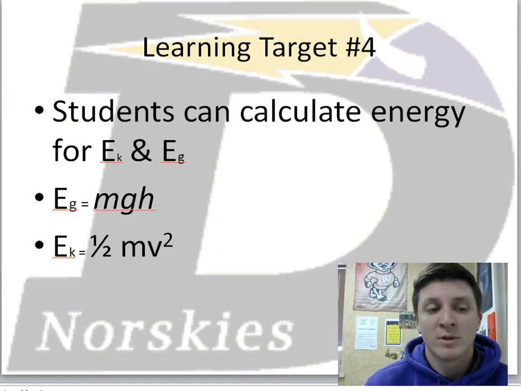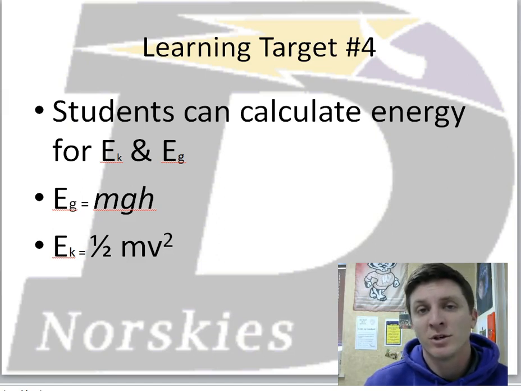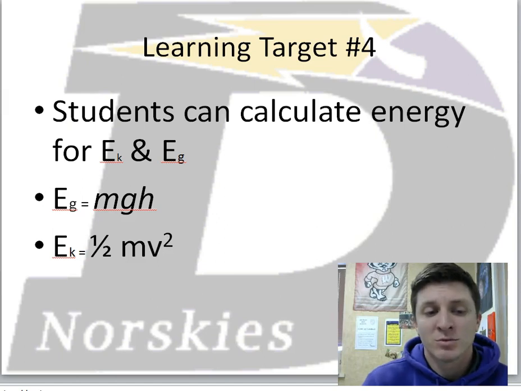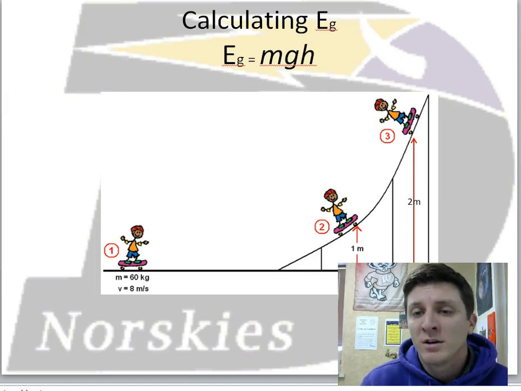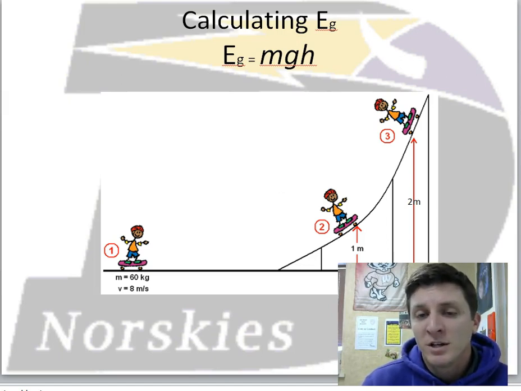So let me take you through the basics and give you some reminders as to what you need to know for the upcoming exam and the upcoming quizzes as well. So let's start off with calculating gravitational potential energy. The equation is gravitational potential energy equals mass times gravity times the height of the object.